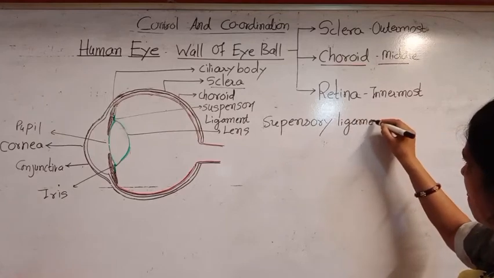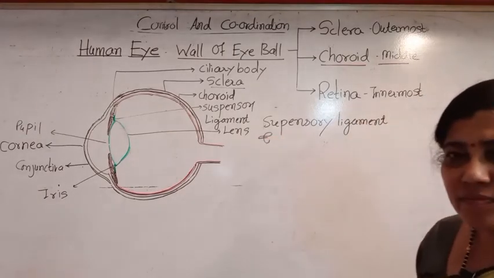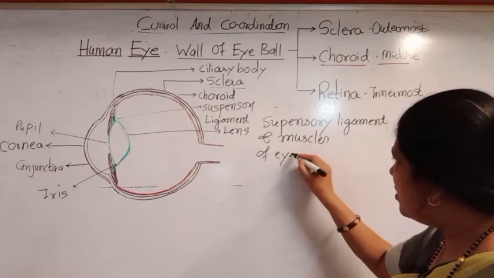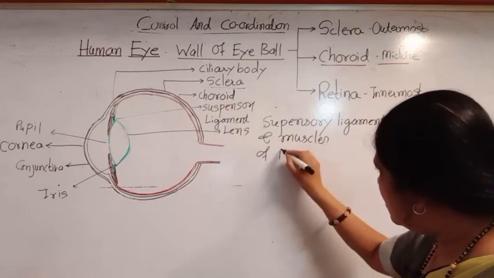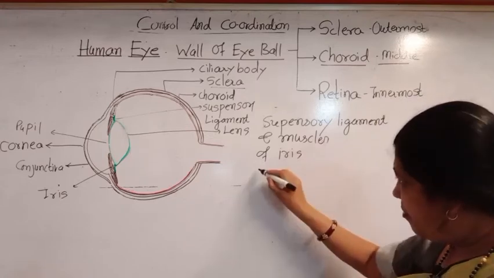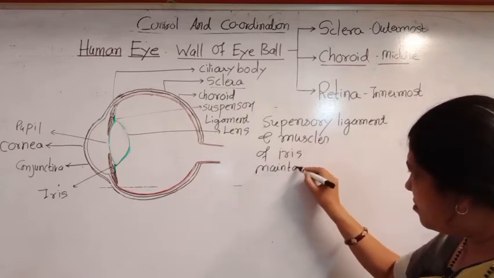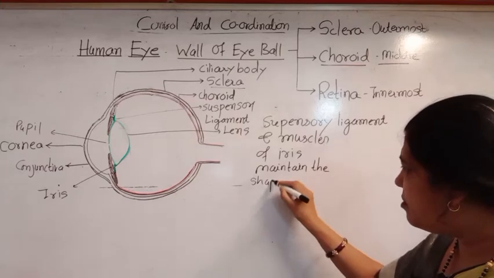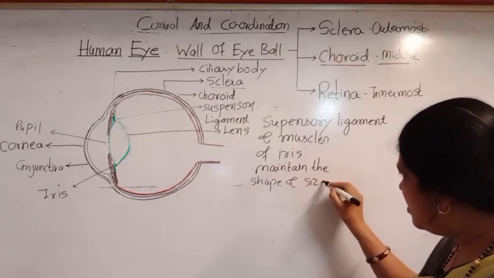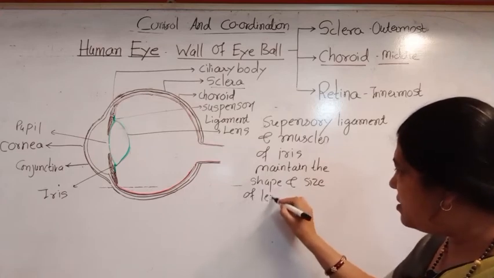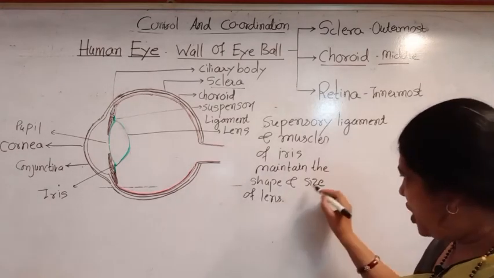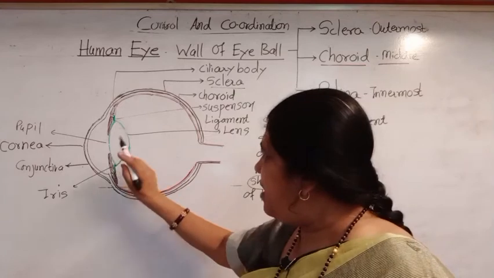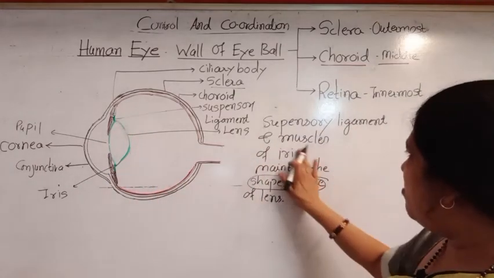Suspensory ligament and muscles of ciliary body maintain the shape and size of lens. So shape and size of lens is maintained by suspensory ligament and muscles of ciliary body.